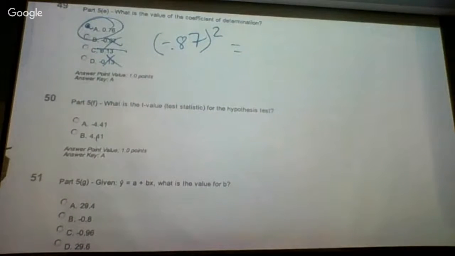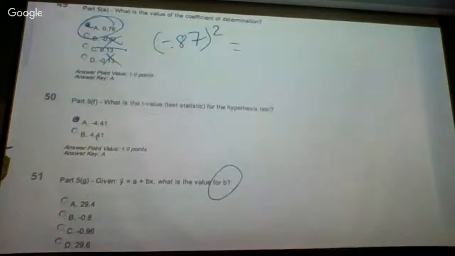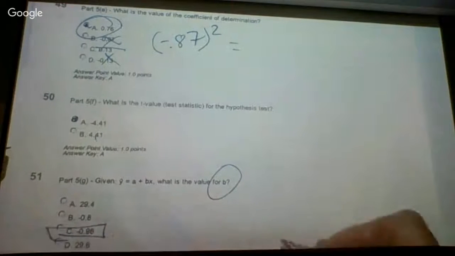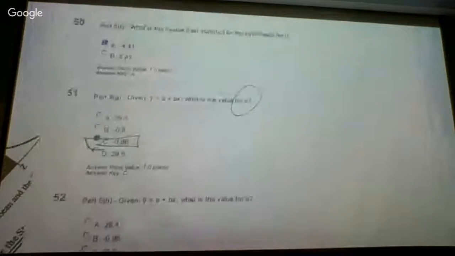Negative and positive. A negative correlation will have a blank test statistic. Negative test statistic, thank you, Captain. The value for B was that negative slope. The value for A was one of those two values. Probably that one.